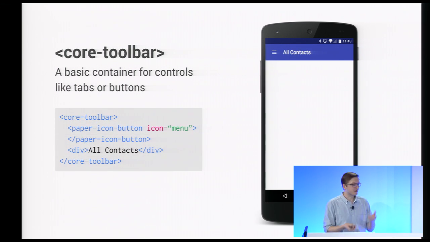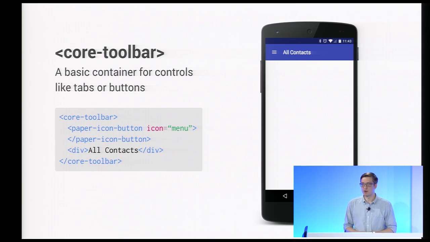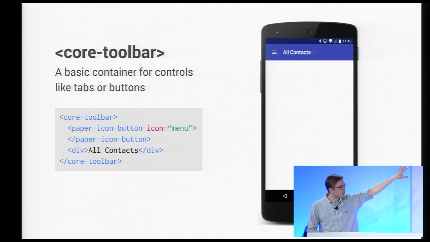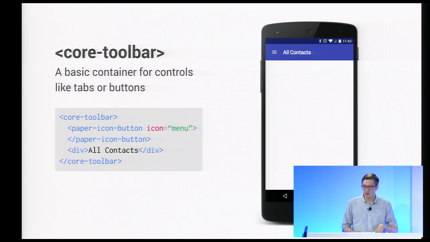And because composition is really the name of the game, what I want to do first is just throw some additional elements inside of here. I just want to compose the UI for my toolbar. So I've dropped a paper icon button inside of there. I've configured it with an icon attribute to get me the hamburger menu for my application. That's how I'm going to slide out my menu later. I've also dropped a div inside of here for the title of my application.